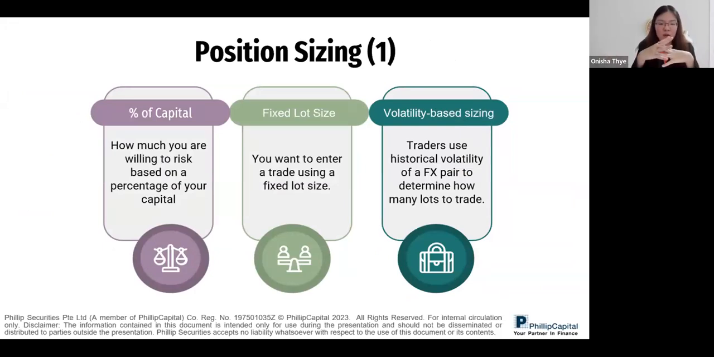Next we have the fixed lot size, which depends on your risk appetite. Let's say I just want to test the water in a particular currency pair, so maybe I just put one lot for that pair. The last one is volatility-based sizing, where traders use the historical volatility of an FX pair to determine how many lots to trade. Normally they use the average true range. This is a more advanced style, so we're not going in depth today because I'm trying to make this beginner friendly for everyone.